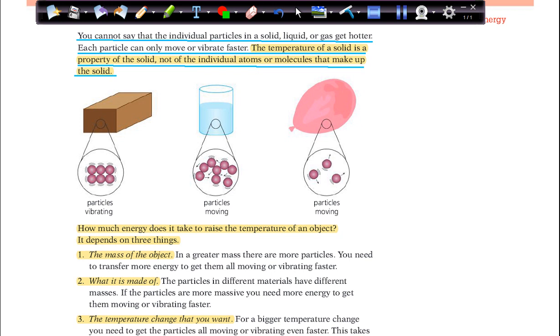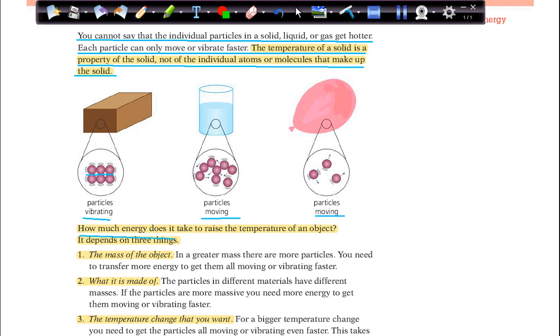So we cannot say how much cold or hot it is, because we are just trying to change the motion, only to move the particles or vibrate the particles. So here in the solid, they are in a regular pattern, so they are vibrating. Now, we are trying to break the pattern. In liquid, they are moving. The particles in gas also are moving.